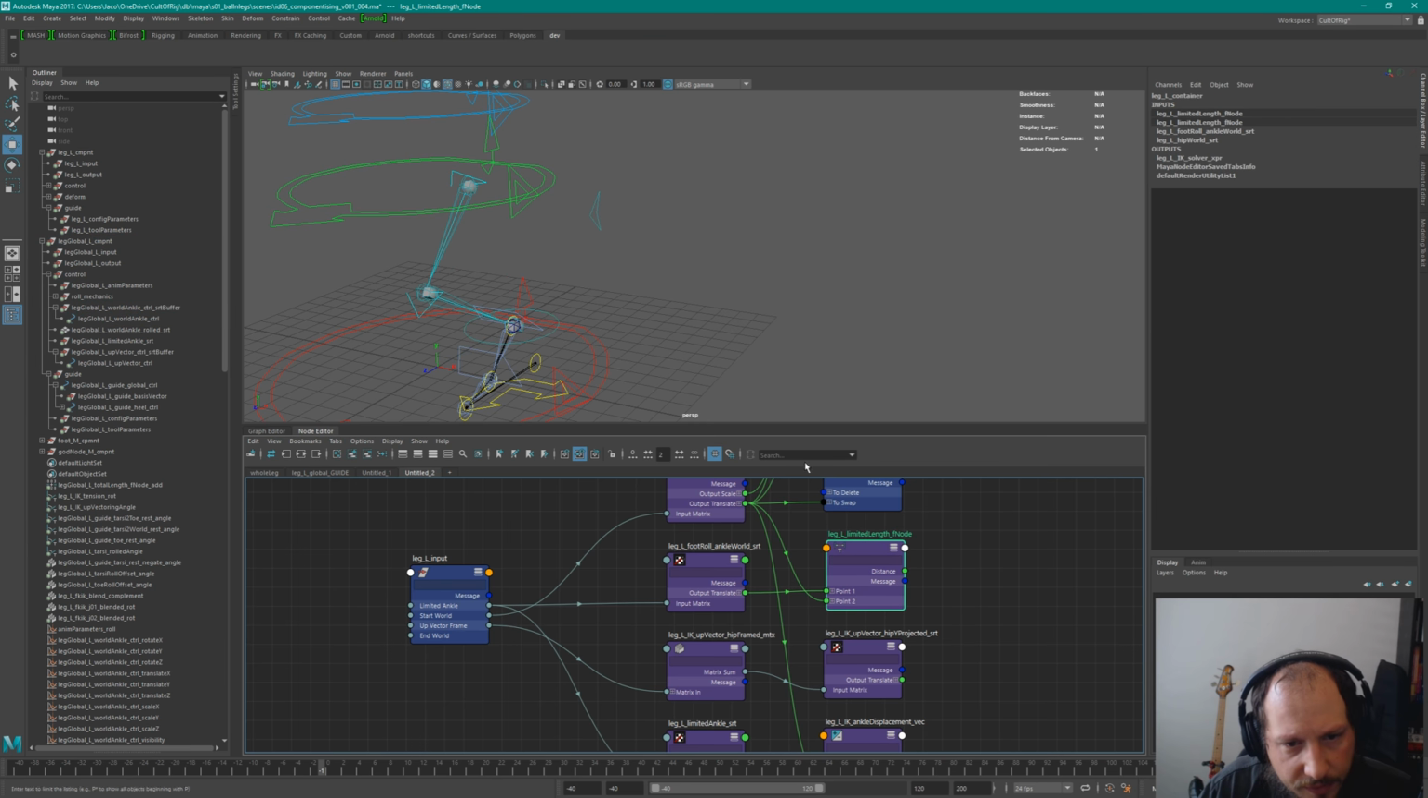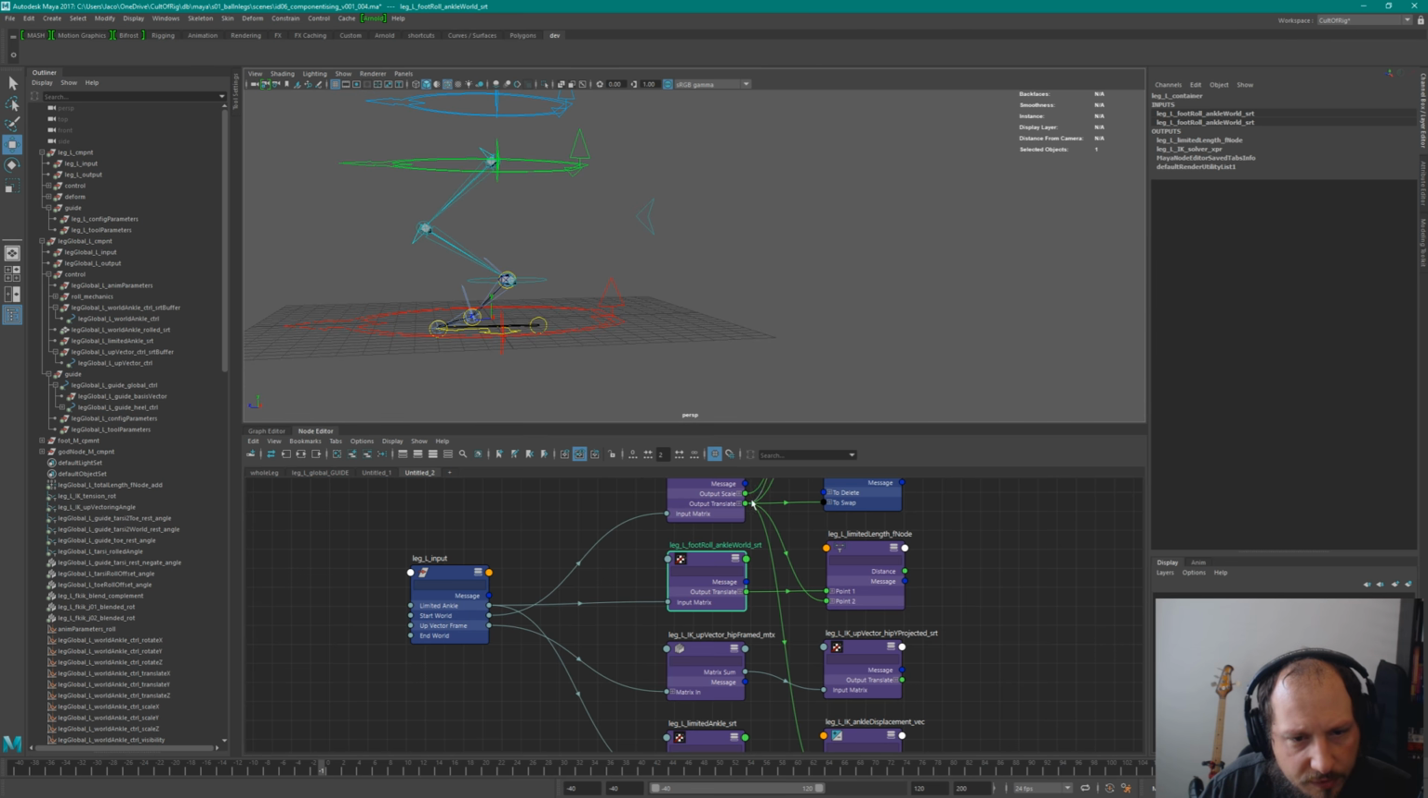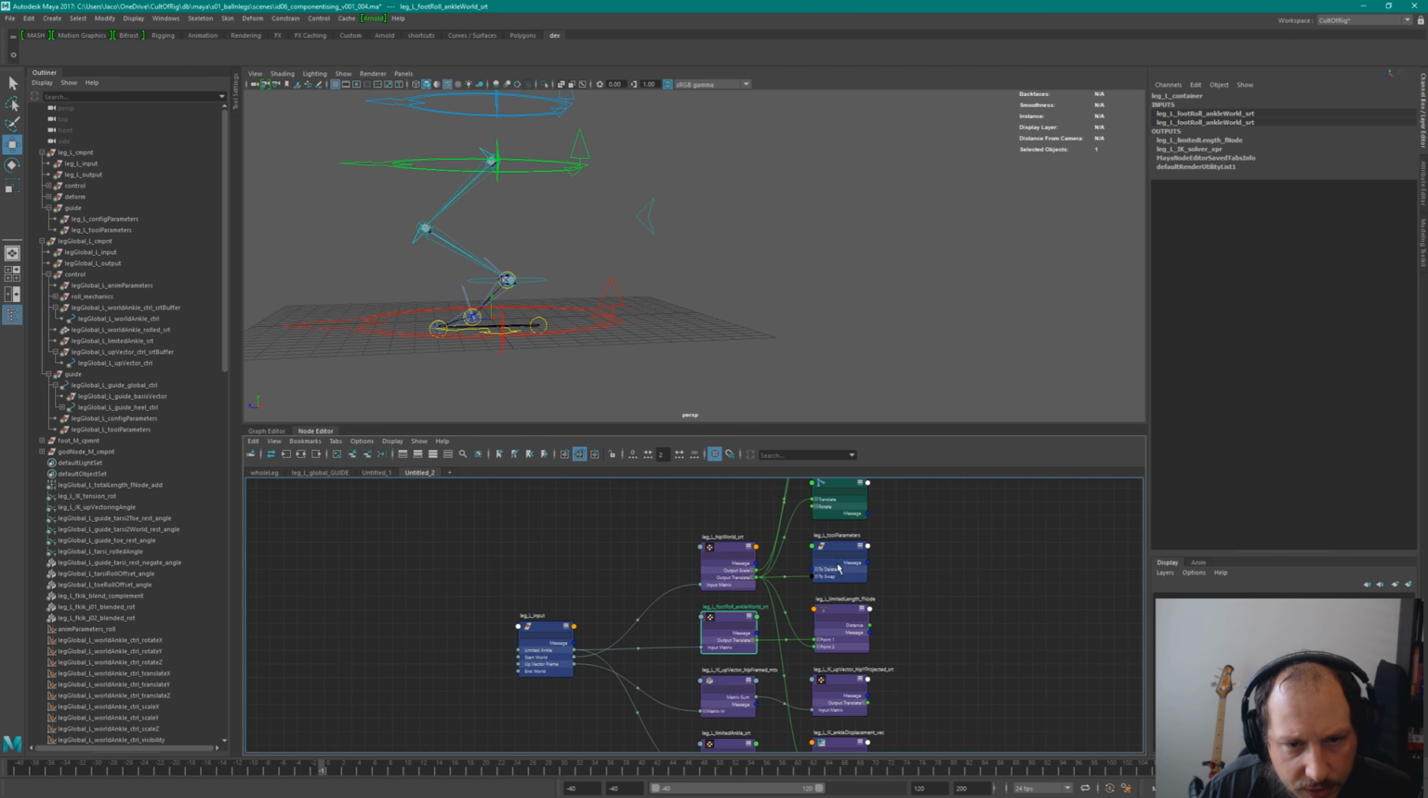Limited length. I was wondering if we're limiting that already. It's very possible that we are. We should probably diagnose that. So that is inward space. Let's have a look at that as well.